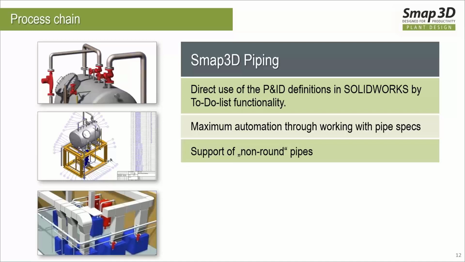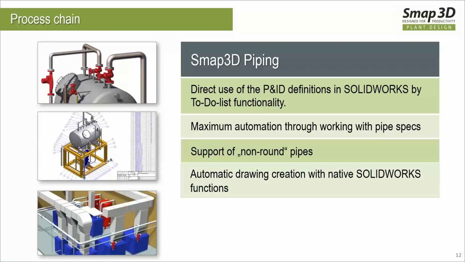Now, we're not limited just to round pipes. If you look down here in the lower left, you'll see some air ducts or HVAC ducting that we can do. Also cable trays. So we don't care about the shape of the pipe. We can create our own custom profiles.